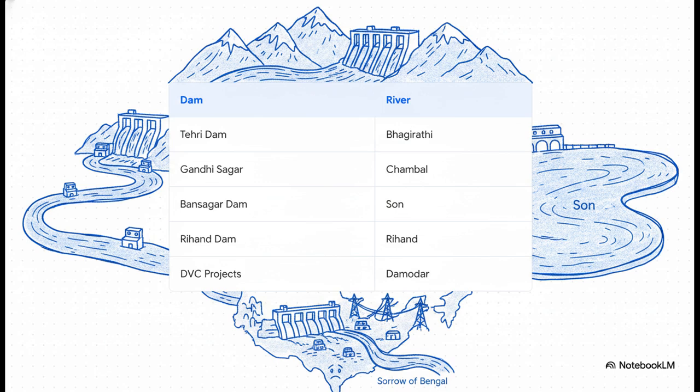Towering high up in the mountains on the Bhagirathi sits the Tehri Dam, the tallest in India. Across the Chambal, we've engineered a massive cascade of dams, including Gandhi Sagar and Rana Pratap Sagar. Further east, artificial lakes of monumental proportions have been created, like the one behind the Rihand Dam. And to tame that volatile Sorrow of Bengal, the Damodar Valley Corporation built an extensive network of dams modeled directly after the Tennessee Valley Authority in the U.S. It's a massive, complex, and ongoing human effort to control and draw power from a living system.